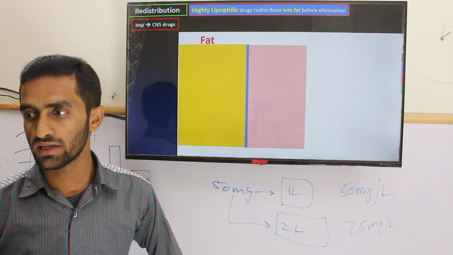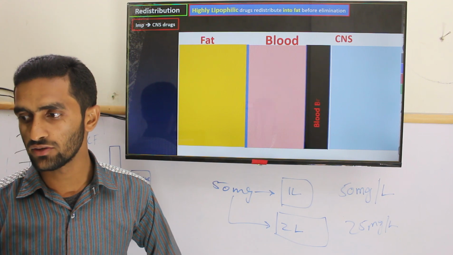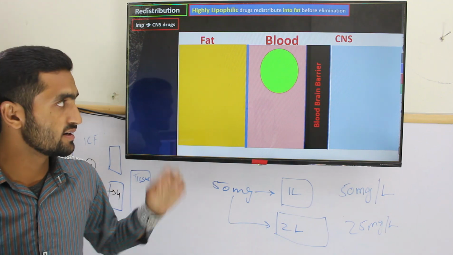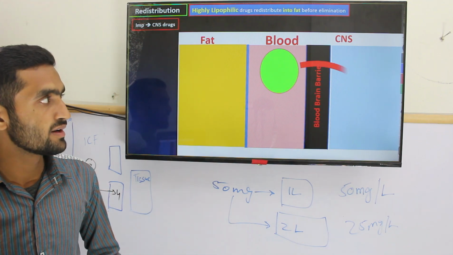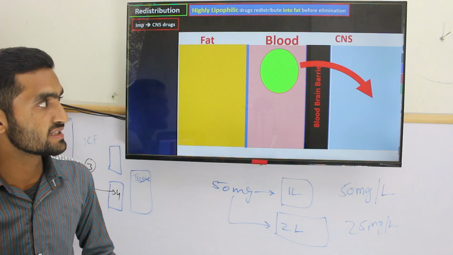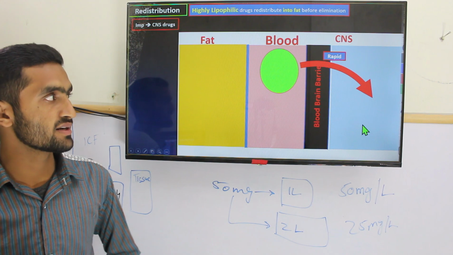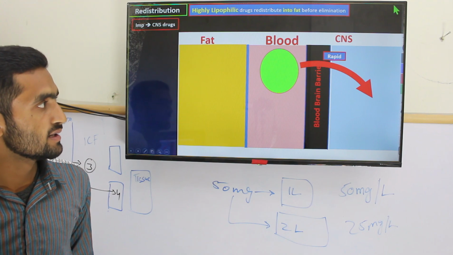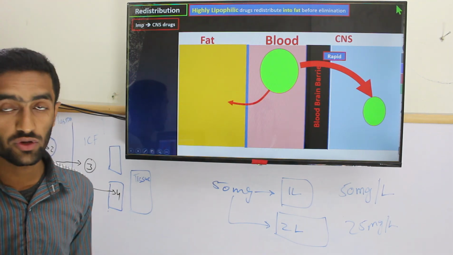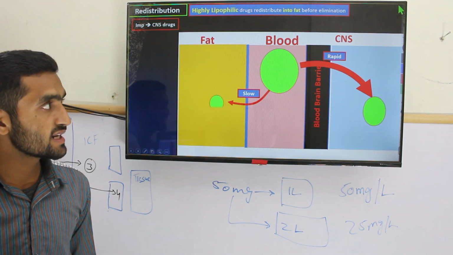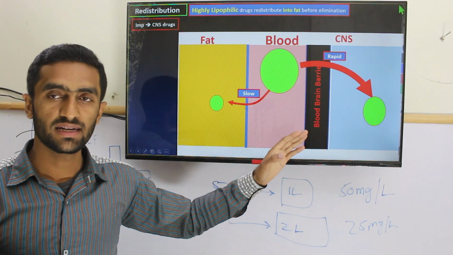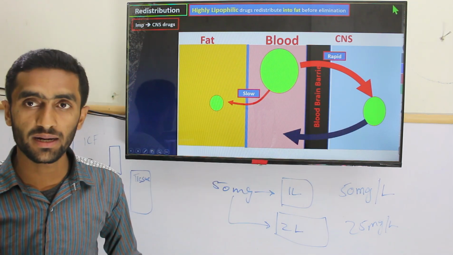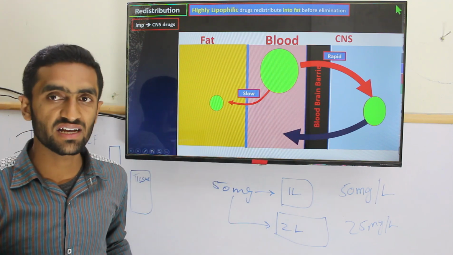Here is fat, here is blood, on this side is the CNS, and this is your blood-brain barrier. So what's happening? You have given anesthesia or any drug which is highly lipophilic in nature, as the CNS is highly vascular, so the drug rapidly goes into the CNS. After this, what will happen next? Some small part of the drug is going to fat. Because distribution is a reversible process, this drug can come back to the blood, because it is highly lipophilic, so it can easily go back.